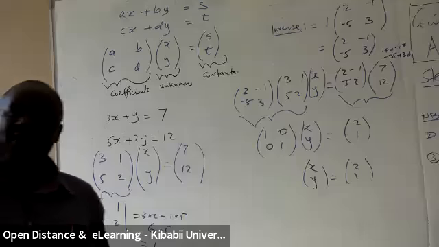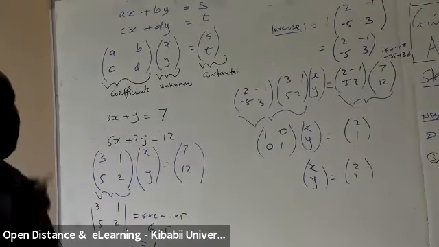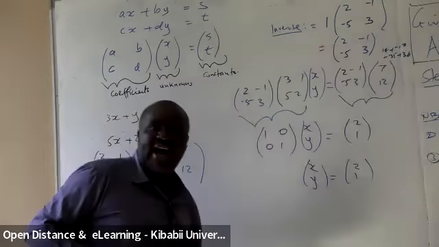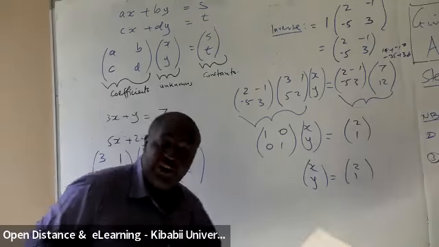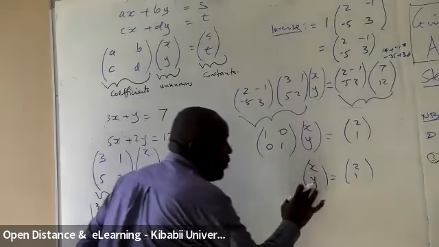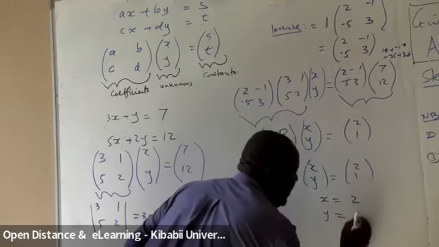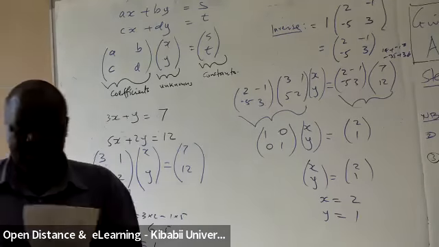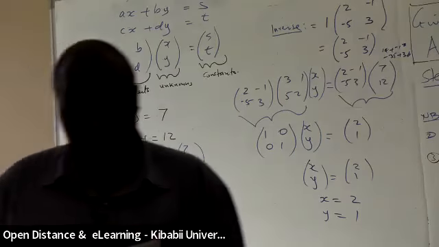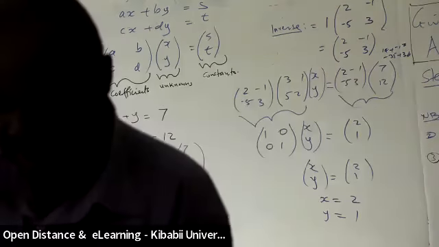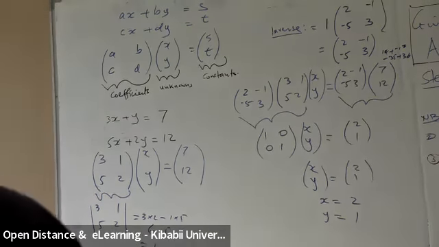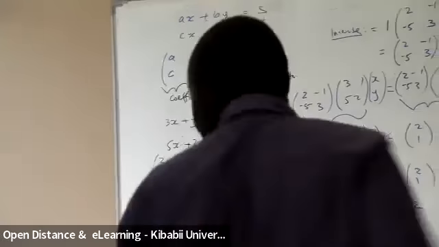Remember how to find equal matrices. Two matrices of the same order are said to be equal if they have the corresponding elements equal. So x is 2 and y will be equal to 1. That is the solution to that matrix.